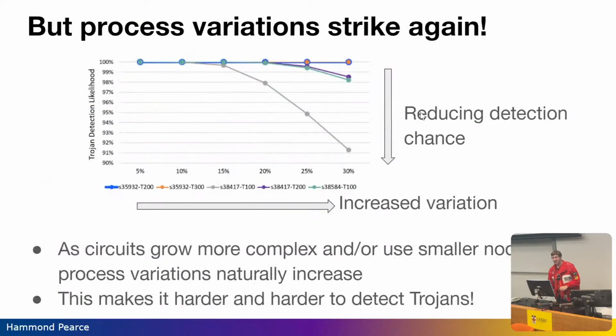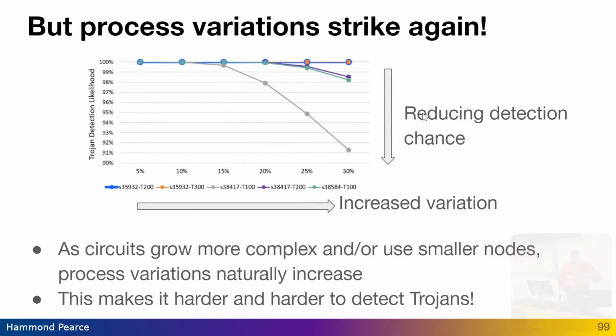But unfortunately, it's never as easy as that. Process variations do strike again, and again, if you've got small Trojans and/or you've got large process variations, which do happen in the more modern manufacturing, as everything gets really tiny, 2 micrometers and 1 micrometer. Process variations get very big. As we increase the variation, it reduces our chance of being able to actually detect these Trojans. So again, open problems. Good for us to have work.